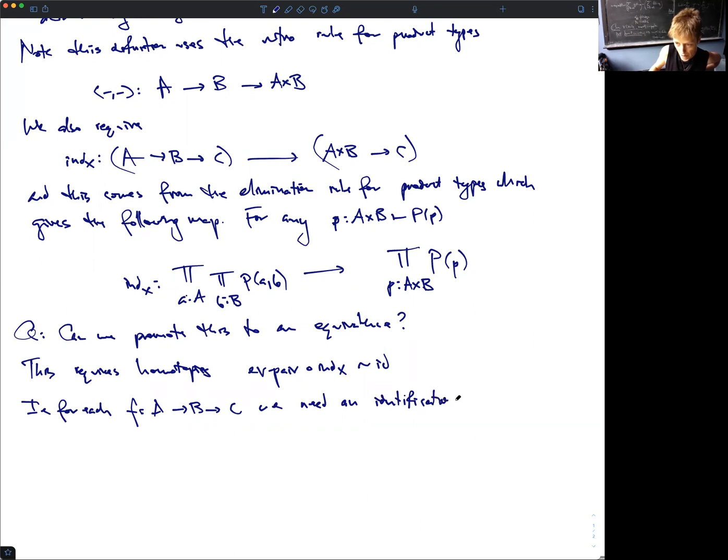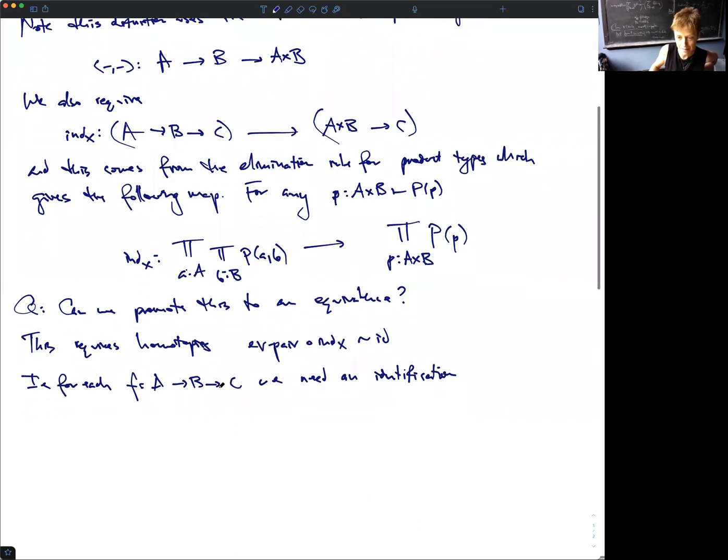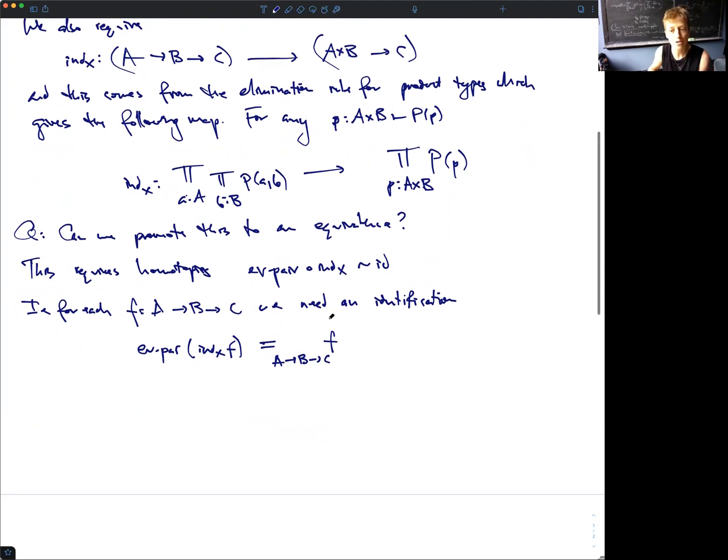Remember, these types of homotopies are product types. So for each f of this form, I require an identification. f is a term inside this type, and I would need an identification between a pair of ind times of f and f. So let's see if we can define that. Well, what can we say about this?